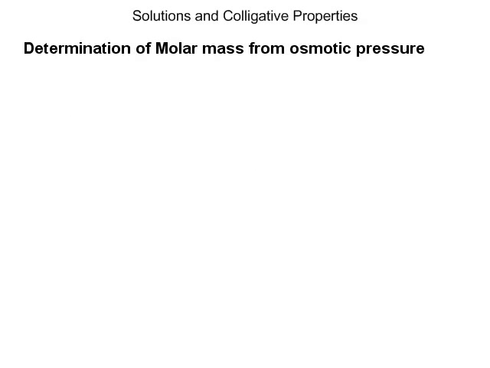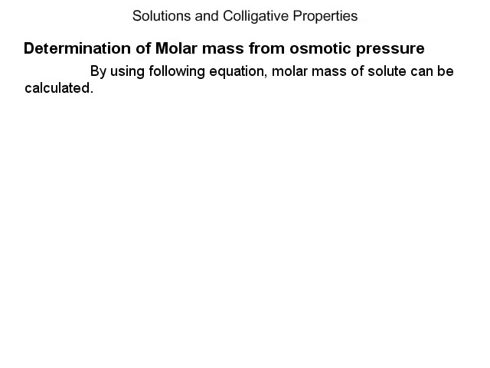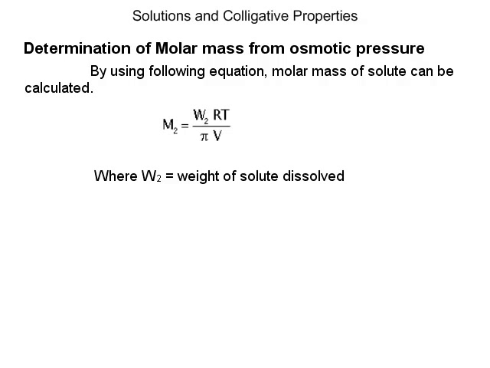Determination of molar mass from osmotic pressure. By using the following equation, molar mass of the solute can be calculated. M2 is equal to W2RT upon pi V, where W2 is equal to weight of the solute dissolved.